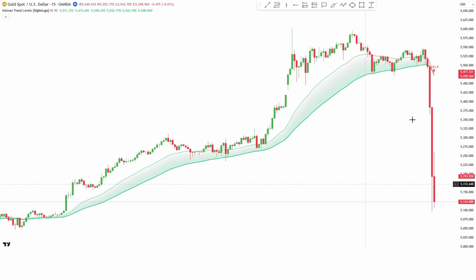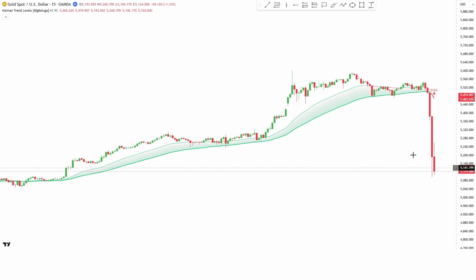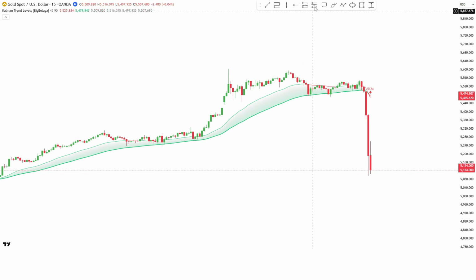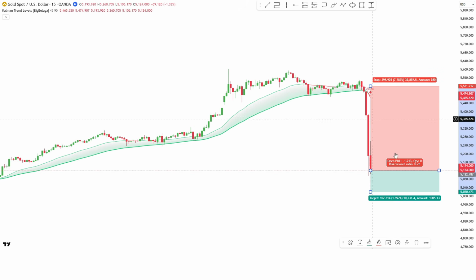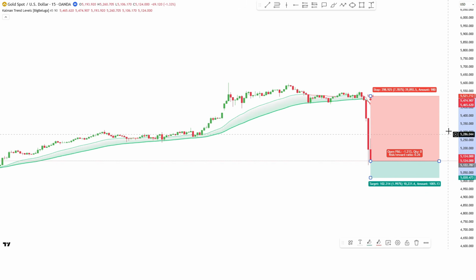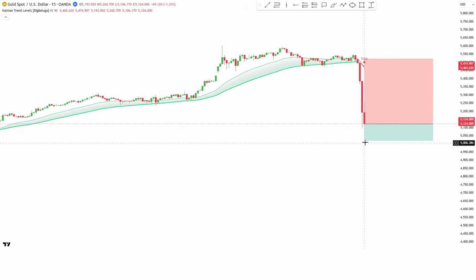Entry. Open a sell position once the red arrow with red candle signal is confirmed. Stop loss. Place it at the Kalman Trend level. Take profit. Target a 1 to 1.5 risk to reward ratio.